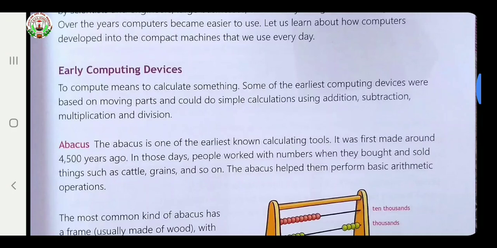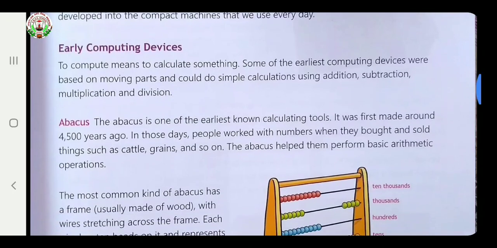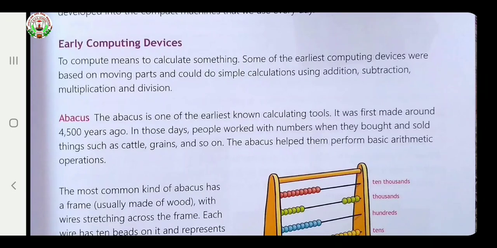Early computing devices. To compute means to calculate something. Some of the earliest computing devices were based on moving parts and could do simple calculations using addition, subtraction, multiplication and division. Previously, the size of a computer was too big. It took a whole room to shift, but nowadays the home computer as well as the laptop take less space.